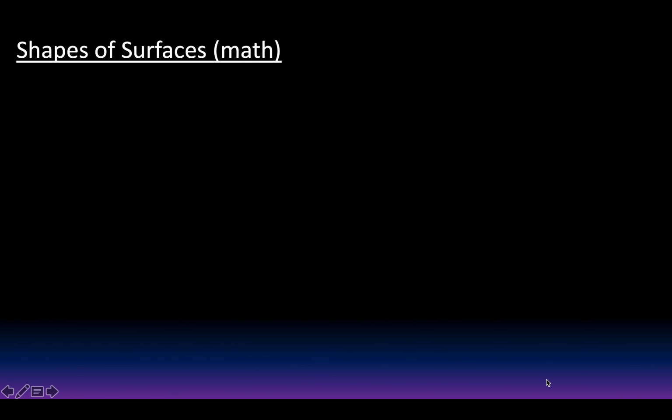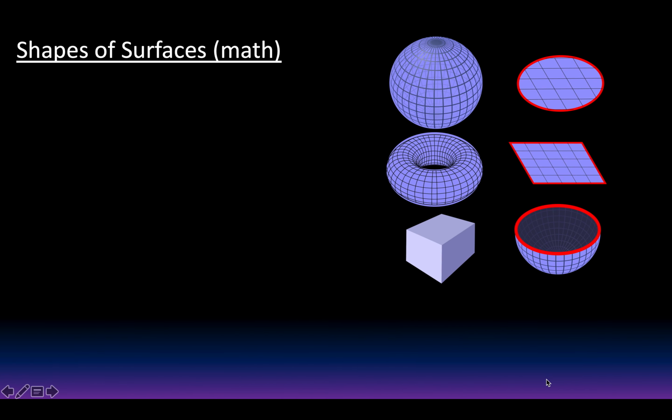We are now ready to consider Gauss's law. An important aspect of Gauss's law is the notion of a surface. A surface is an idea from mathematics, and here are a few pictures of some different surfaces. Looking at these pictures, we see that surfaces can be simple in their shape.